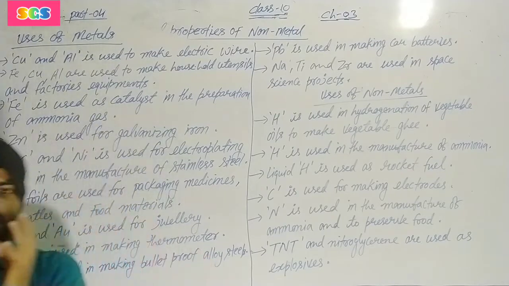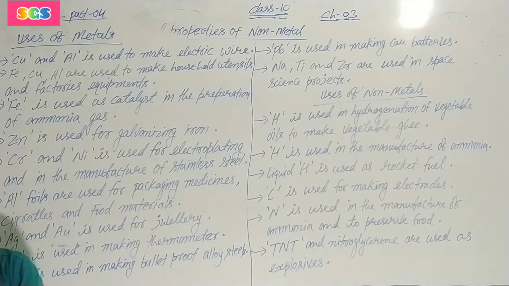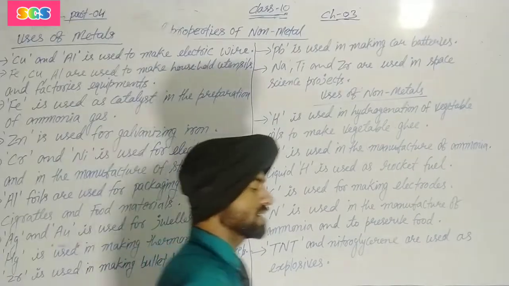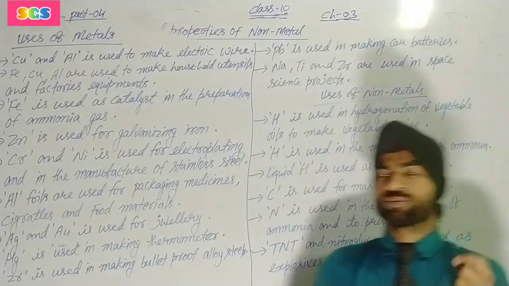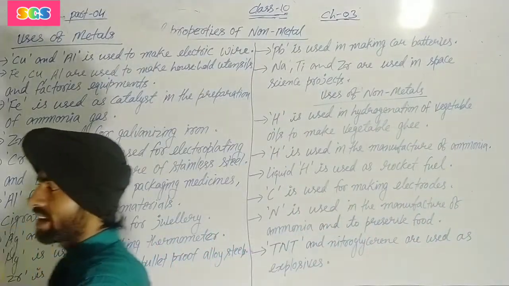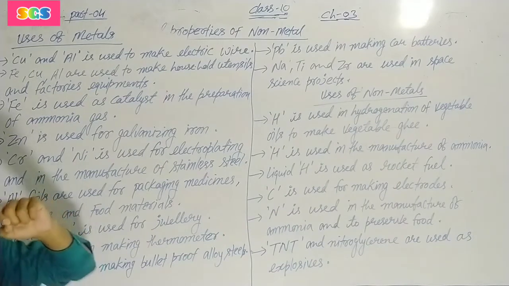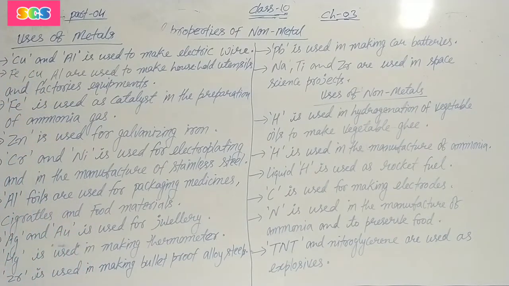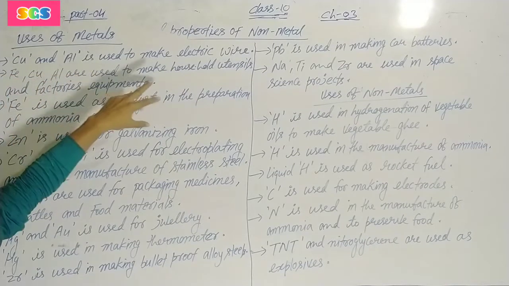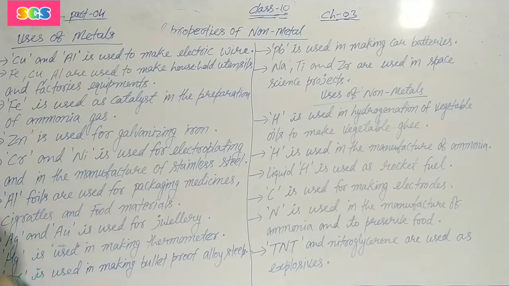As we know that metals are good conductors of electricity, that's why they are used as wires. Copper and aluminum are used as wires as they are good conductors of electricity. Another use: iron, copper, aluminum are used to make household utensils.